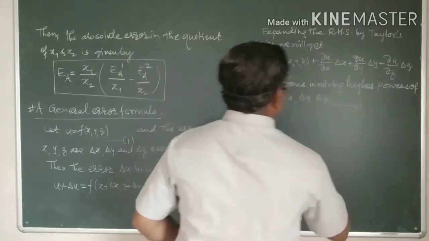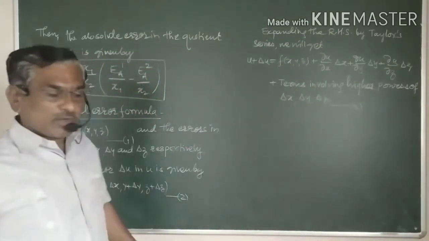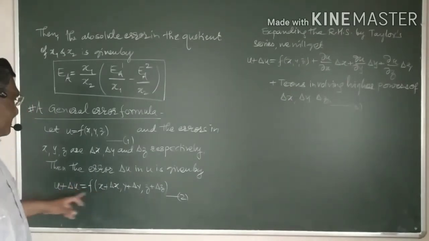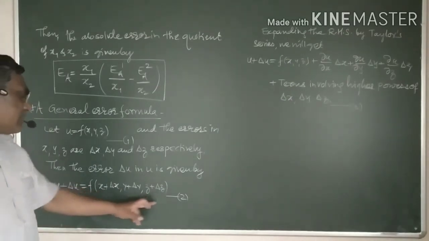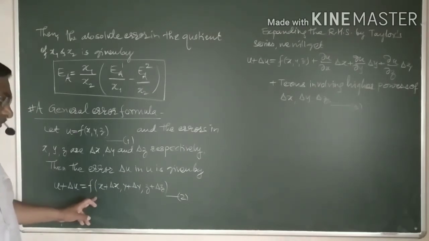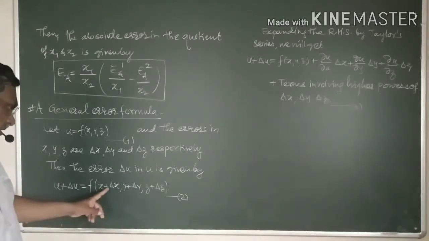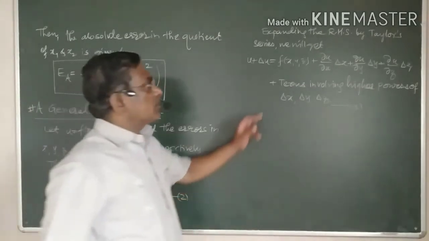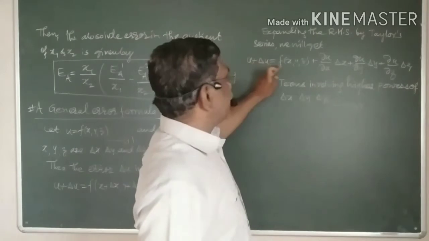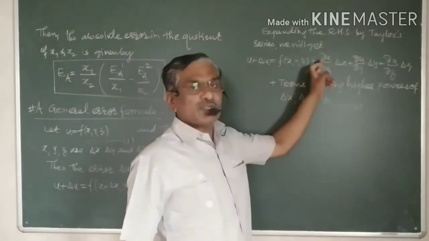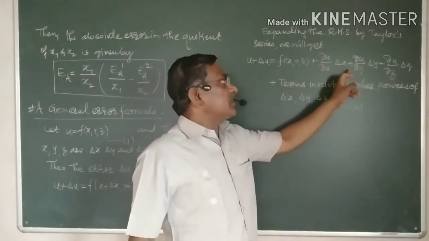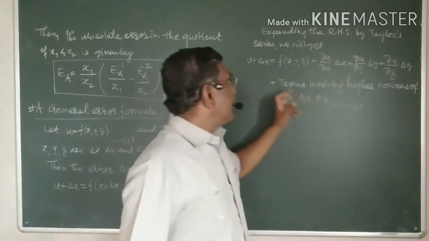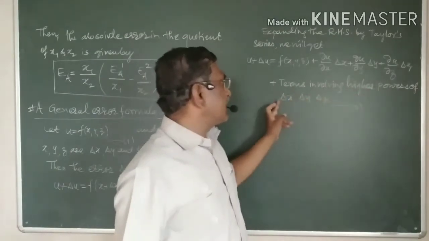Remember that whenever you use the Taylor series expansion for the RHS of this equation 3, this RHS will become a function of three variables x, y, z, along with the errors in x, y, and z. And therefore, you will get u plus del u is equal to f of x comma y comma z plus del u by del x, del x plus del u by del y, del y plus del u by del z, del z, and the terms involving higher powers of del x, del y, del z.